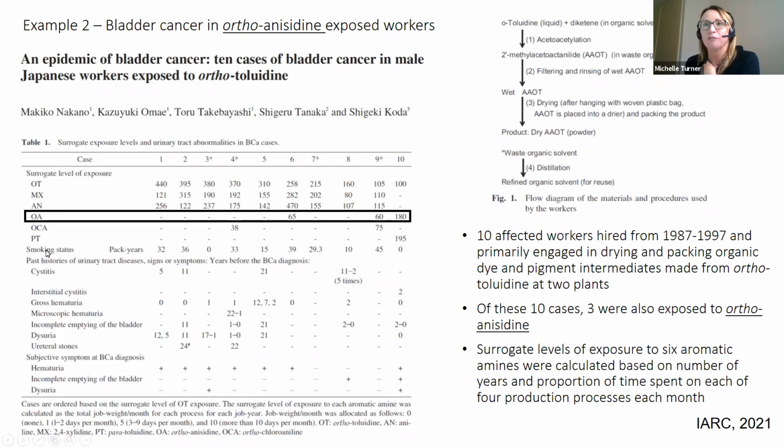And so they also have information about the smoking status, the pack years for each of these 10 bladder cancer cases, and information on their past history of urinary tract diseases, and also their symptoms at diagnosis of bladder cancer.